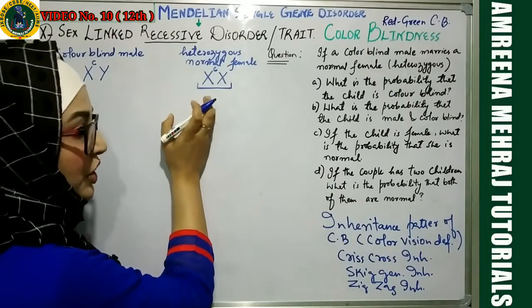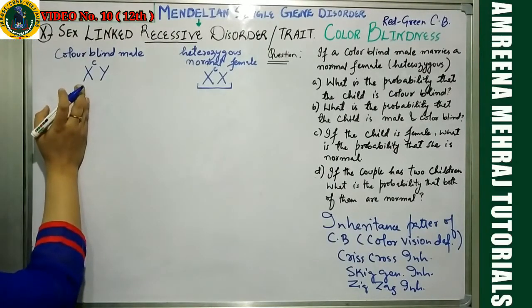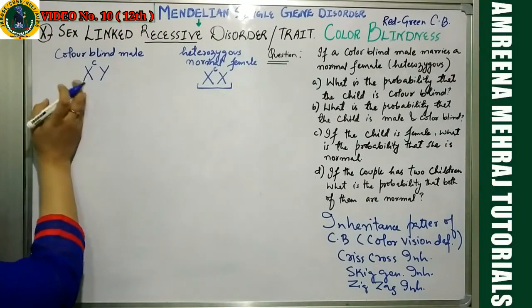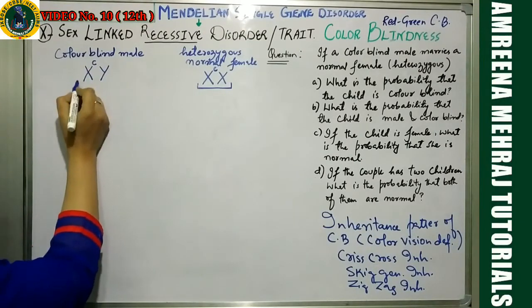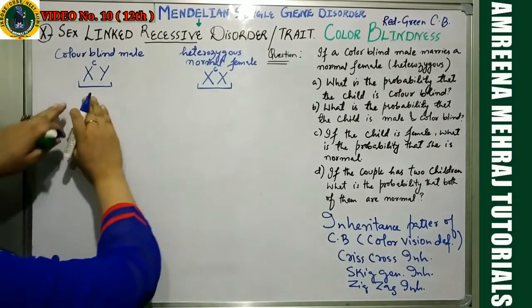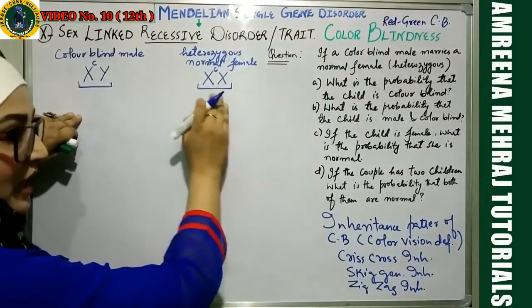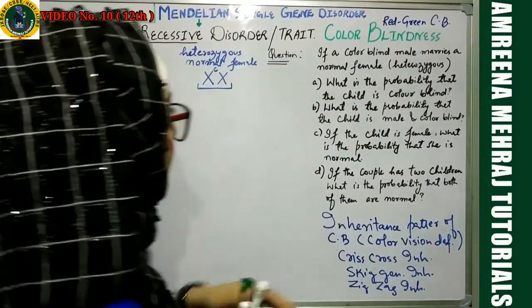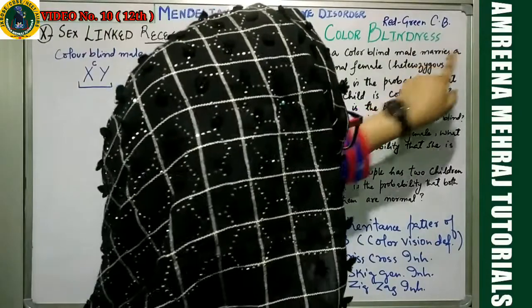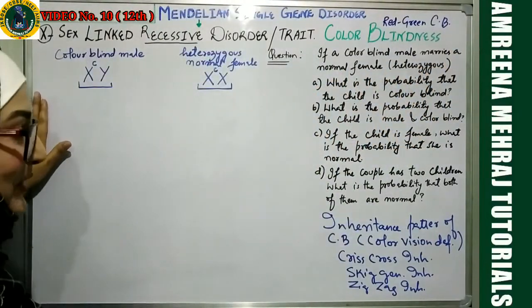She has the mutation on one X chromosome, whereas the male, the father, the husband of this particular woman, is going to be colorblind. So this is the genotypic representation of a colorblind male. First and foremost, before solving the questions, you must be able to find out the genotypes of the couple. If a colorblind male marries a normal female, which is heterozygous, our frame is ready.